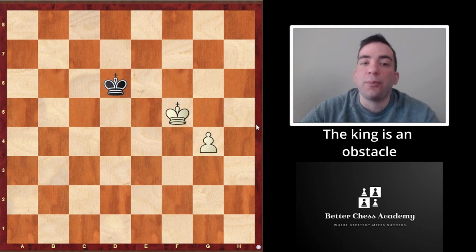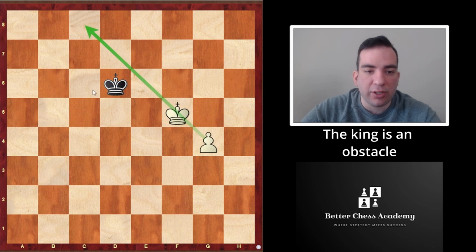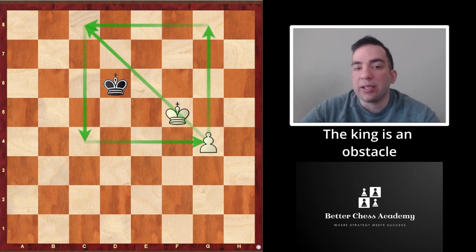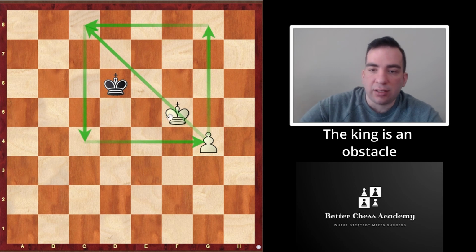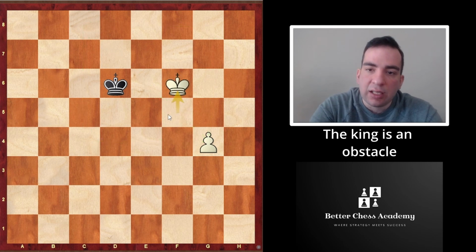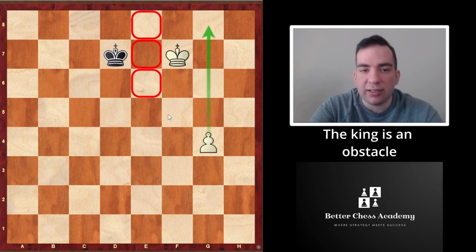Now we are going to move on to some other examples where we can use our king as an obstacle to the opponent's king. So we can see that the black king is inside the square of the pawn. So what we are going to do now, we can use our king as an obstacle. The move is king f6, king d7 and king f7. Now the king cannot pass and the pawn is going to reach the last rank.